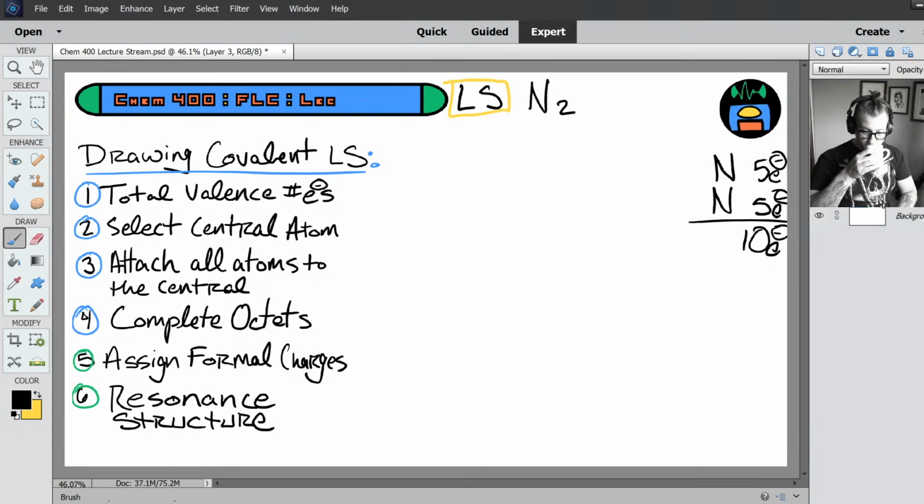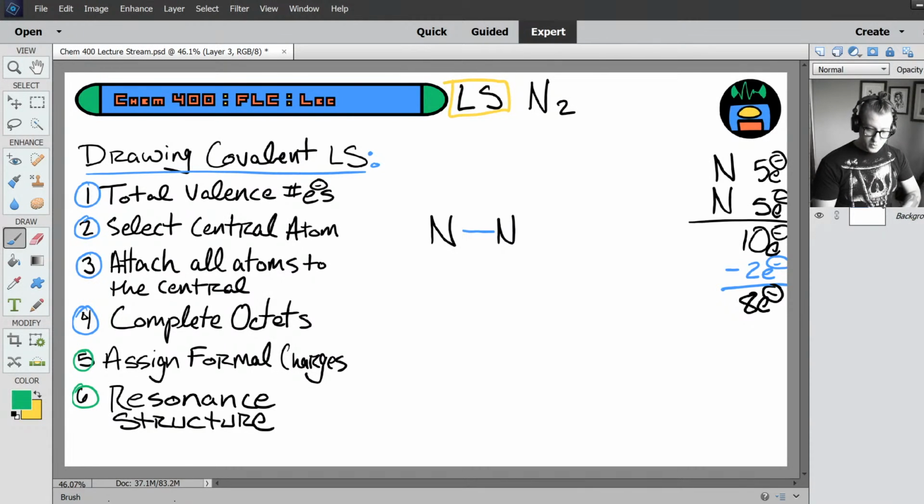So that's our total valence electrons. We don't really need to worry about selecting a central atom for this molecule because there are only 2 atoms present. So we start by making a bond between our 2 nitrogens, and as we know, each bond holds 2 electrons, so we spend 2 electrons from our budget to bond our 2 nitrogens together.